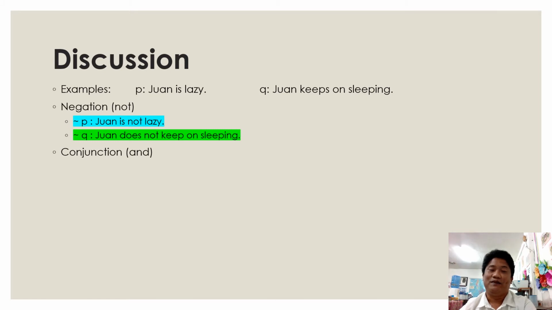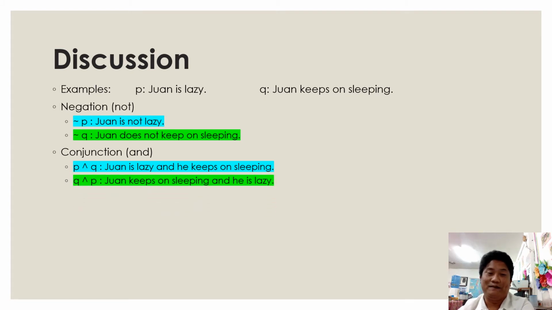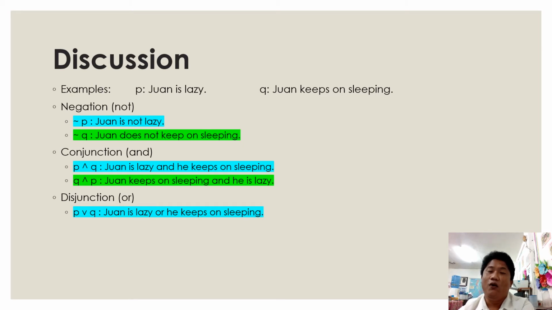propositions, example P and Q, becomes Juan is lazy and he keeps on sleeping. Or we have here another example, Q and P, Juan keeps on sleeping and he is lazy. Let's have the disjunction or. So we have here P or Q, which means Juan is lazy or he keeps on sleeping. And the other example, Q or P, Juan keeps on sleeping or he is lazy.